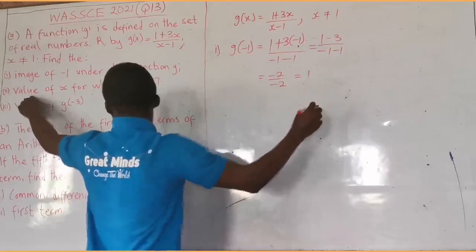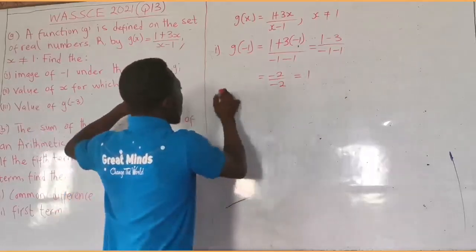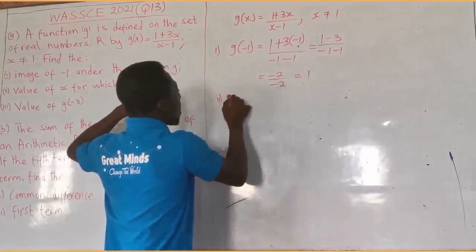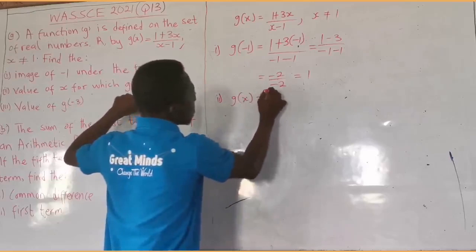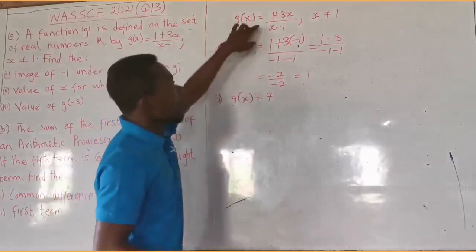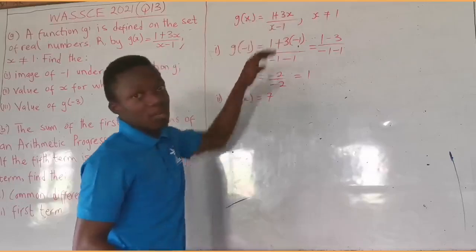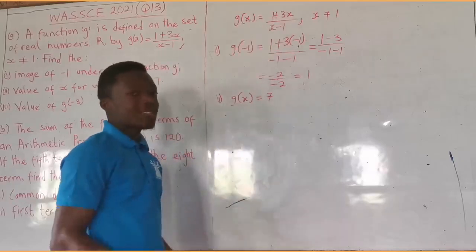Then let's do this. You have to find the value of x for which g of x is equal to 7. So this is more like an equation. You know g of x is 1 plus 3x all over x minus 1. So just equate this to 7 and solve for x. That is all.